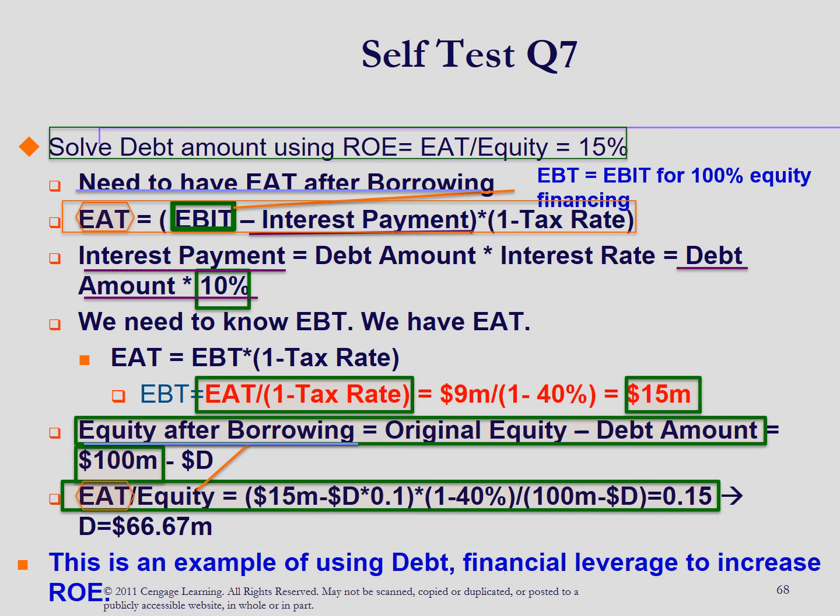Earnings after taxes after borrowing is calculated by using this formula. We have earnings before taxes equal to $15 million. Interest payment is equal to debt amount times 10%, and we have tax rate equal to 40%. Equity after borrowing is equal to $100 million minus debt amount. We obtain the debt amount equal to $66.67 million.